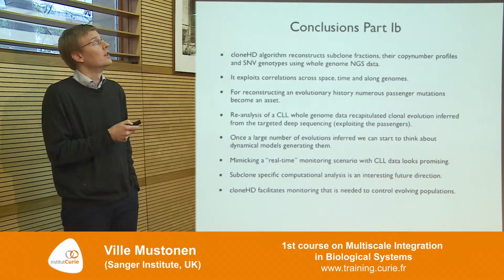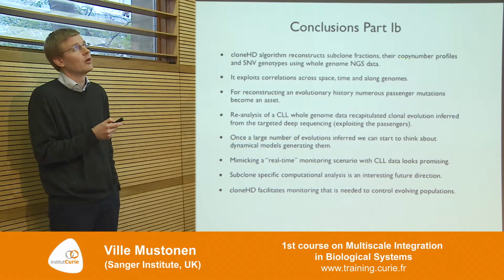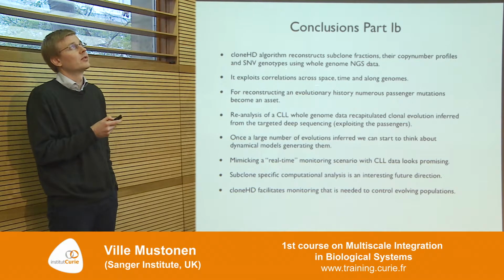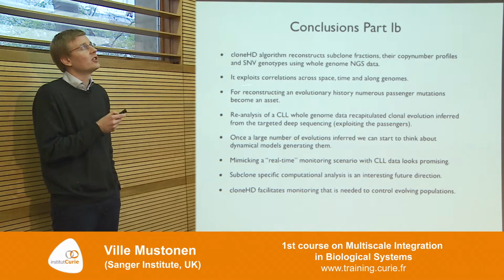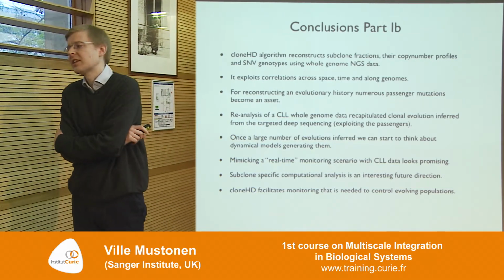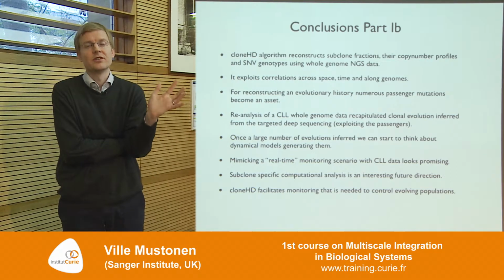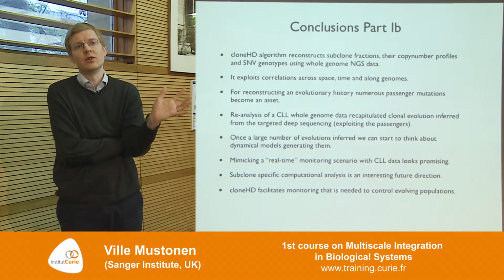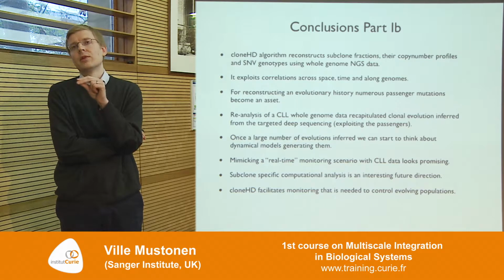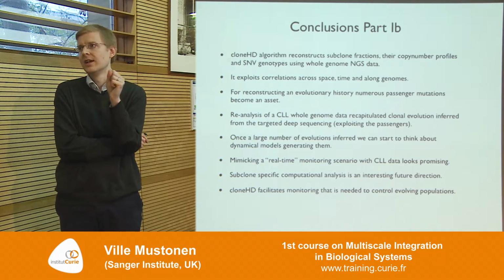But things work much better for multi-sample data sets. So we have developed an algorithm which can be used to reconstruct subclone fractions, their copy number, and SNV genotypes from whole genome and exome data, and it exploits correlations. This is an interesting conceptual point. In cancer genomics, let's say a breast cancer can have 20,000 mutations, and maybe 10 of them are of some importance in the sense that they are so-called driver mutations that give you the phenotype. So it's a very difficult problem, and many people are working on it, trying to discover these driver mutations, these 10 important events out of these 20,000.